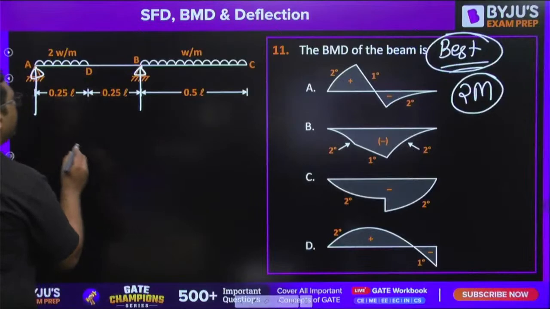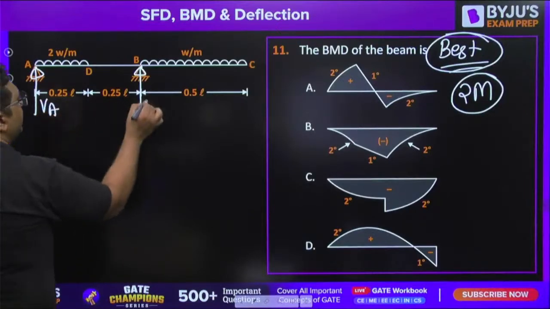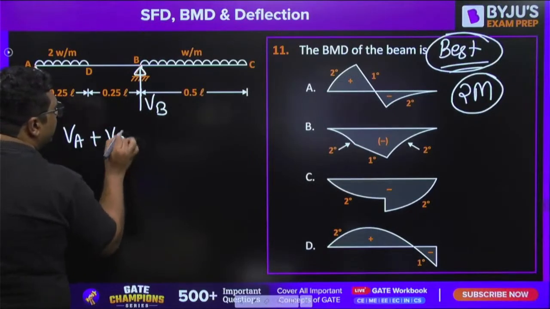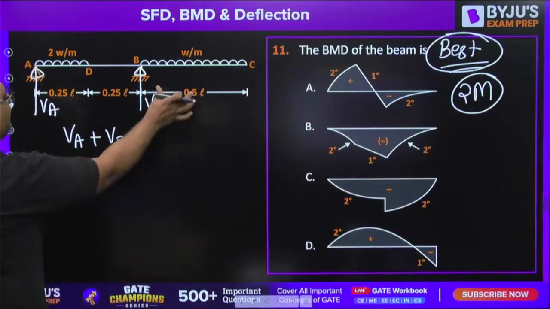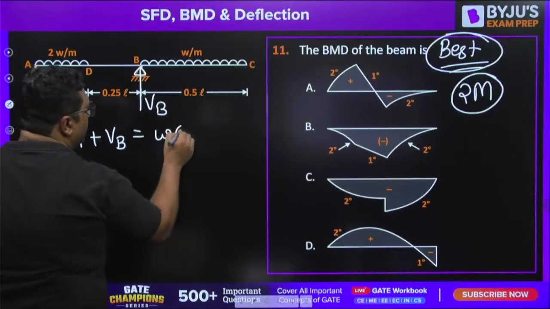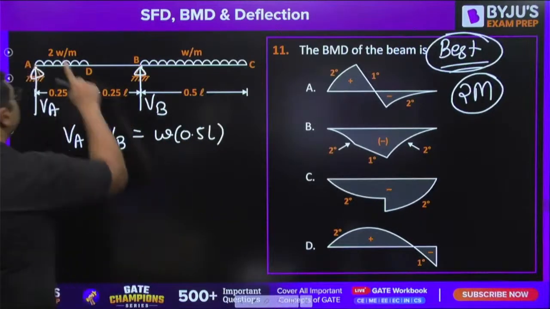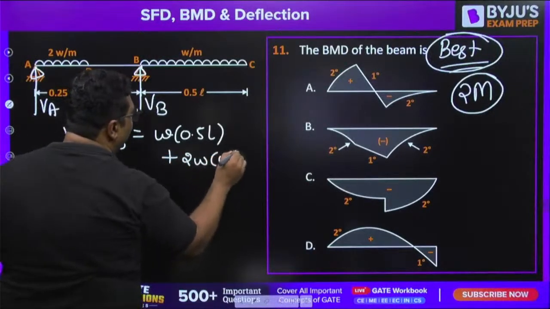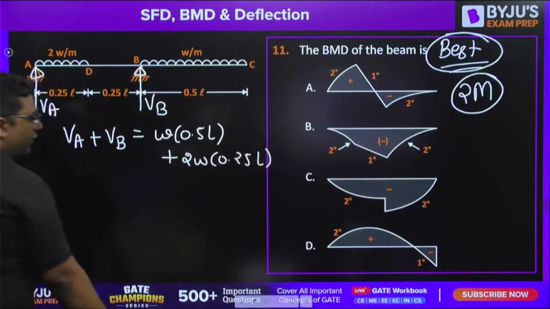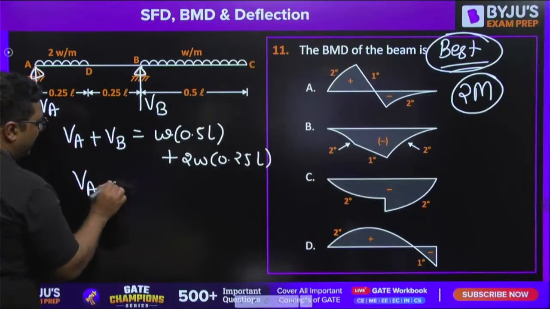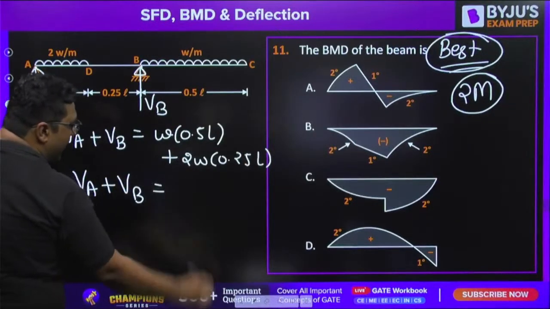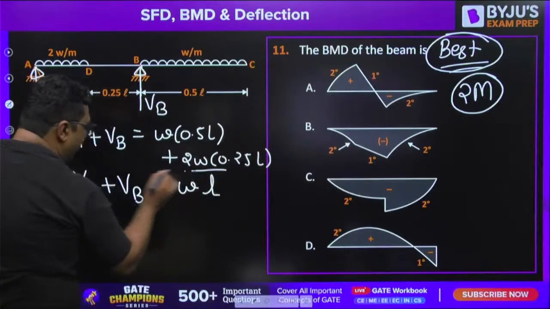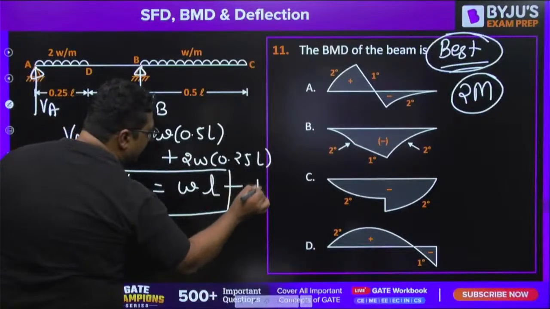Shortcuts are not applicable. You will write this is VA, this is VB. So you can write VA plus VB is equal to the total load. This is 0.5L into W, W into 0.5L. This is 2W into 0.25L. So what we are getting for VA plus VB, guys? Are we getting it as W into L? Am I correct? Please tell me that.